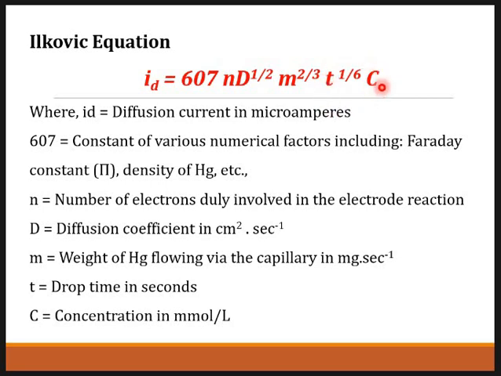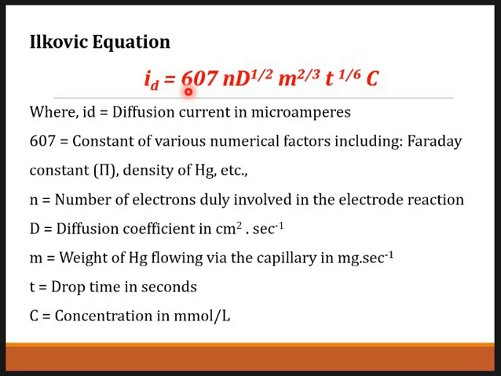Here the concentration is directly proportional to ID. So once the concentration increases, the diffusion current also increases. The number of electrons involved in the reaction will influence the diffusion current, as well as the weight of the mercury, the drop time of the mercury and the diffusion coefficient. All will influence the measured diffusion current.